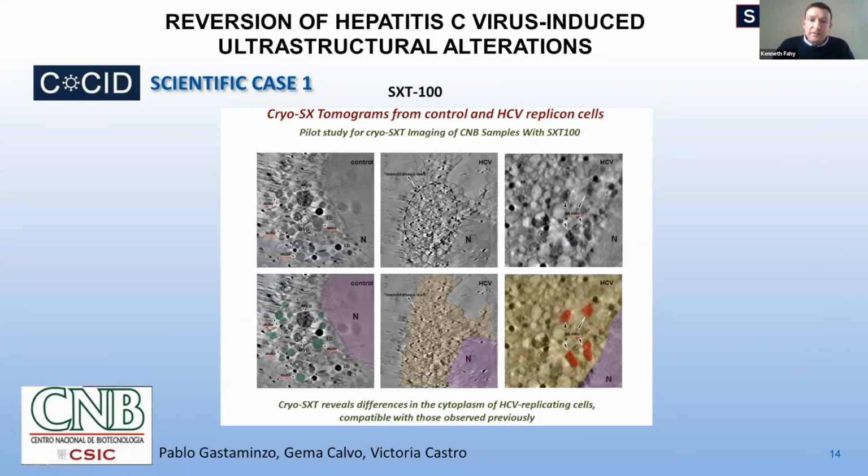So this particular study, scientific case number 1, is led by Pablo Gastaminza at CNB Madrid, and he's investigating the effects of hepatitis C infection on hepatocytes. And this study is a continuation of a previous study done at the ALBA synchrotron soft X-ray microscope. So the SXT100 imaging is confirming the remodeling of membranes and mitochondria in HCV infected cells previously seen at ALBA. And the next step in this project now is to use the SXT100 to look at the reversion of structural damage by direct acting antivirals.